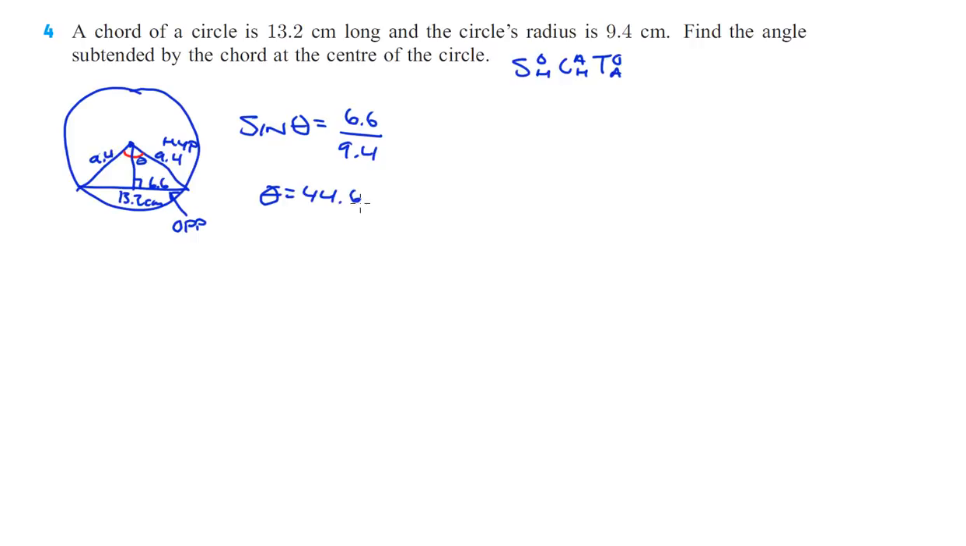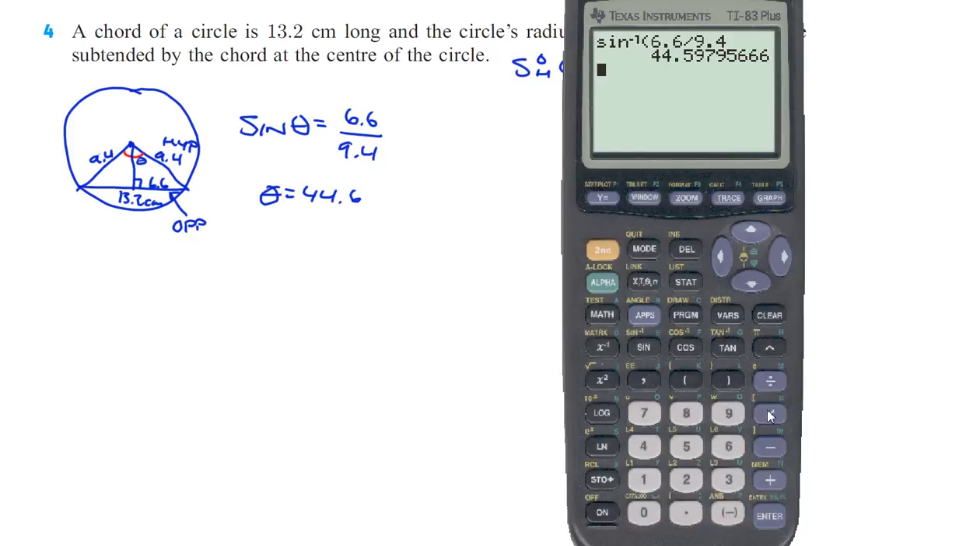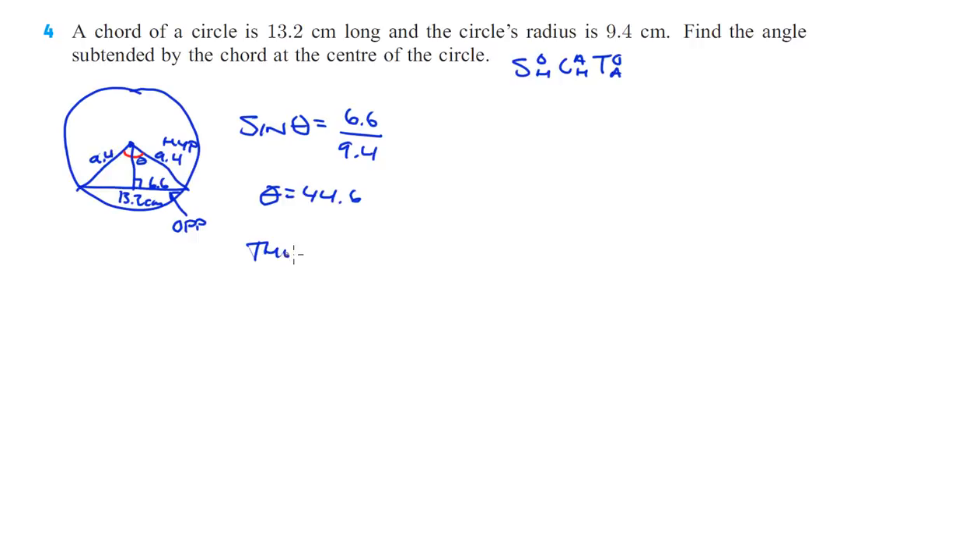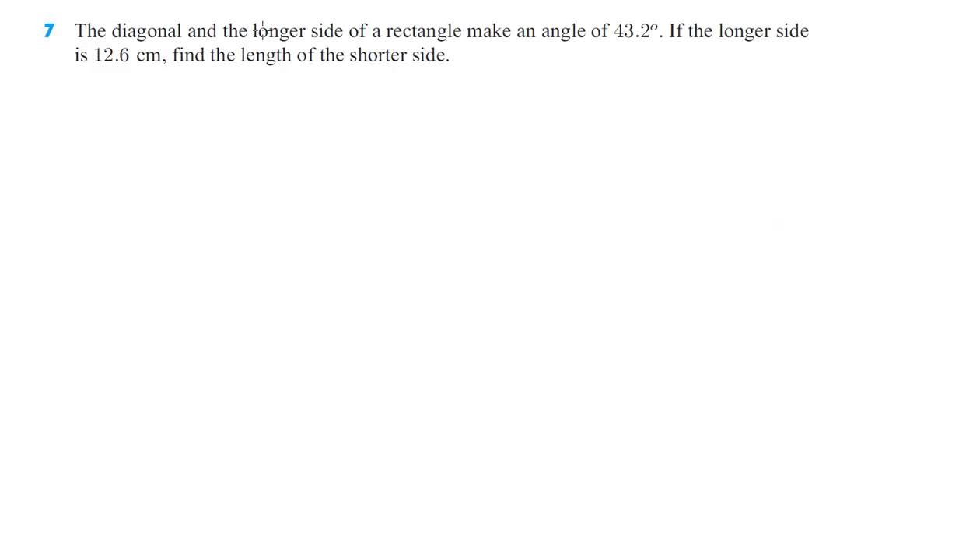44.59, so 44.6, right? But we want to know what this entire angle is, so we just have to double that. So we'll just take our answer, multiply it by 2, and we get 89.195, so it's 89.2. So the angle is 89.2 degrees. Okay? Moving along to the next one here, number 7.